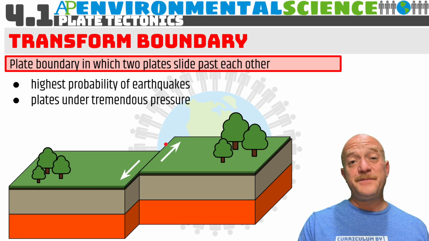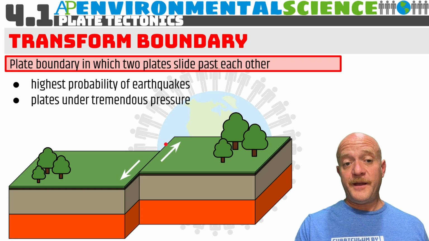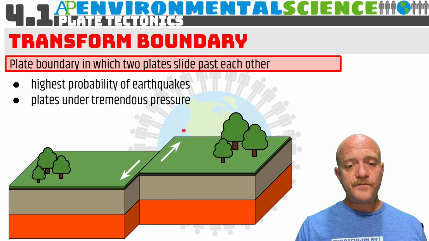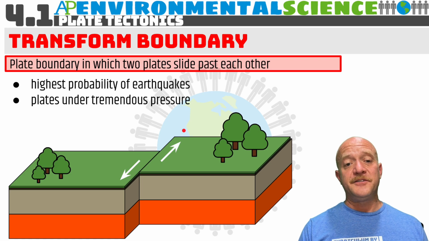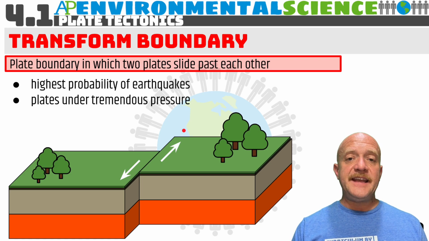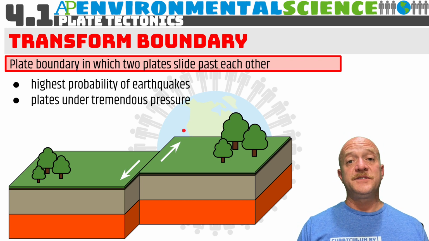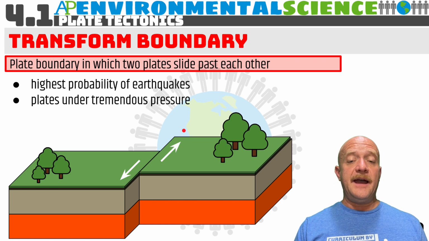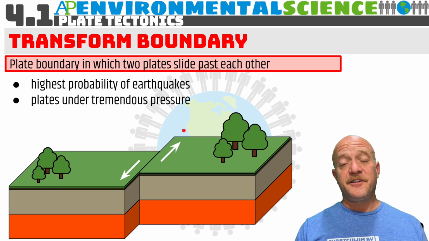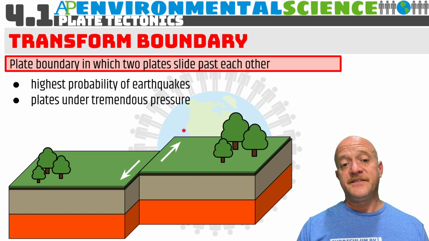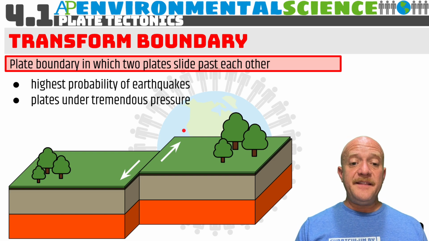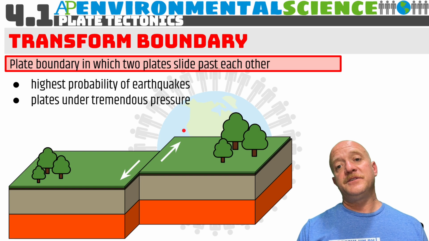These boundaries have a very high probability of earthquakes, and this does occur in the San Andreas Fault. A fault is just where two boundaries or two plates are meeting. The San Andreas Fault is along the coast of California, and you probably hear about a lot of earthquakes occurring in California. Well, it's because of the San Andreas Fault. And again, these plates are under a huge amount of pressure.